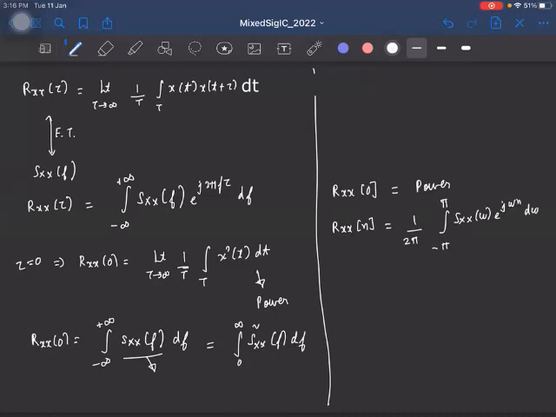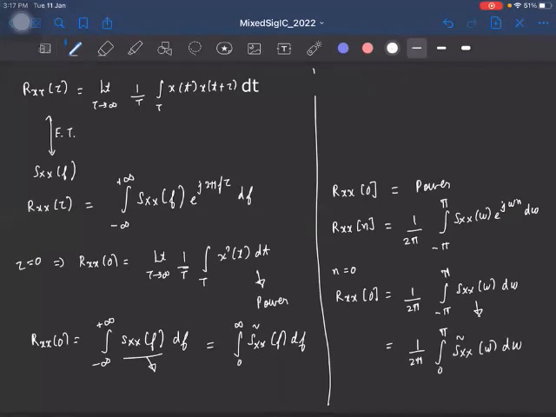So if you want to find the autocorrelation at zero shift, that is at n equal to 0, what do we get? Rxx of 0 is 1 by 2 pi integral from minus pi to pi of the power spectral density. Again, this is a two-sided PSD. So if you have a single-sided PSD, we'll simply have 0 to pi integral of the single-sided power spectral density.